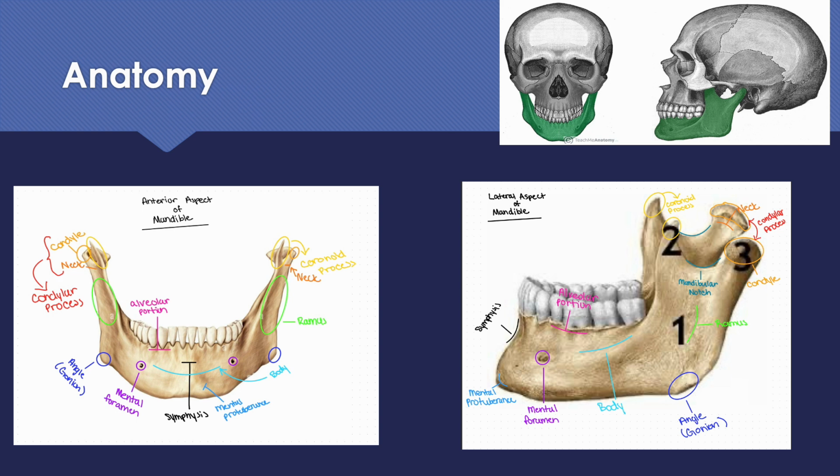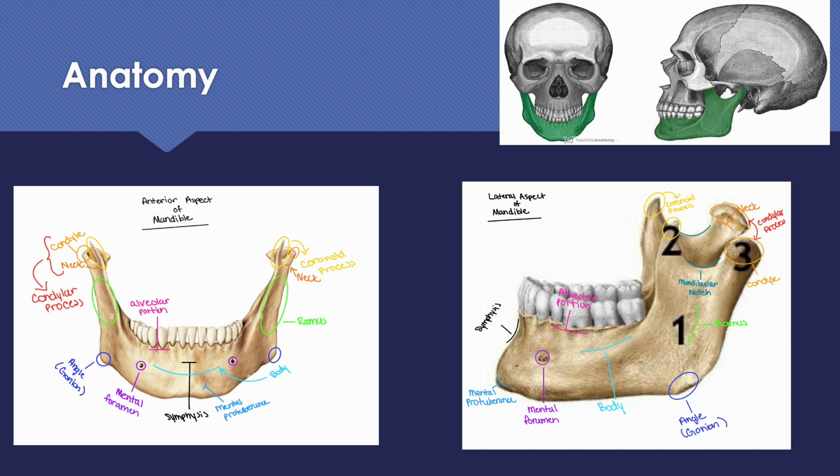Here we have the anatomy of the mandible. On the left side, we have the anterior aspect of the mandible. Here we have the angle, which is the gonion, the mental foramina, symphysis. We have the body, the mental protuberance. We have the ramus on both sides. To make up the condylar process, we have the condyle and the neck. On the right side, I have circled the coronoid process. And we have the alveolar portion.